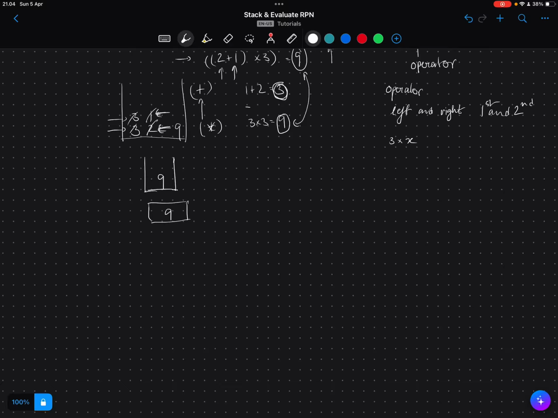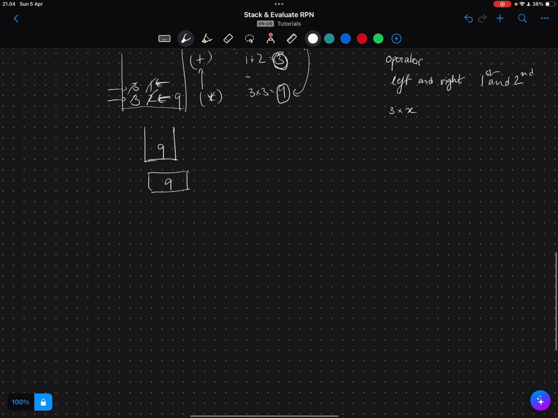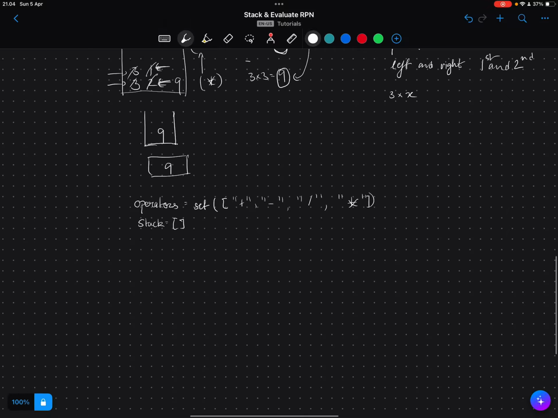So you can safely, whenever you hit an operator, say, okay, there will be 2 operands in the stack at that point in time. Otherwise, it just wouldn't make sense. And now to show you the code. So let's consider operators. We'll make this a set, alright? We'll say plus, we'll say minus, we'll say division and multiplication. These are the operators. And we have a stack.